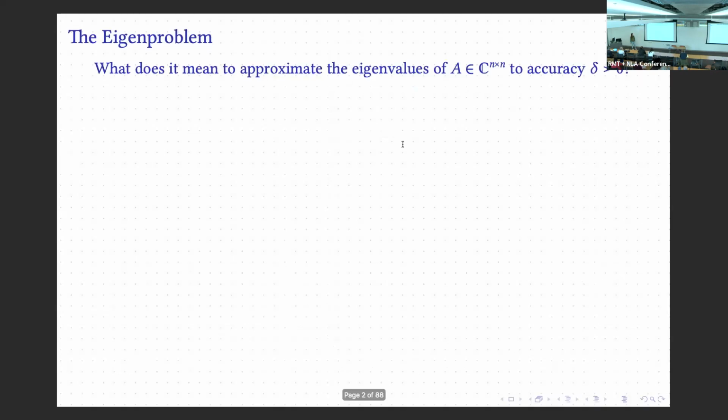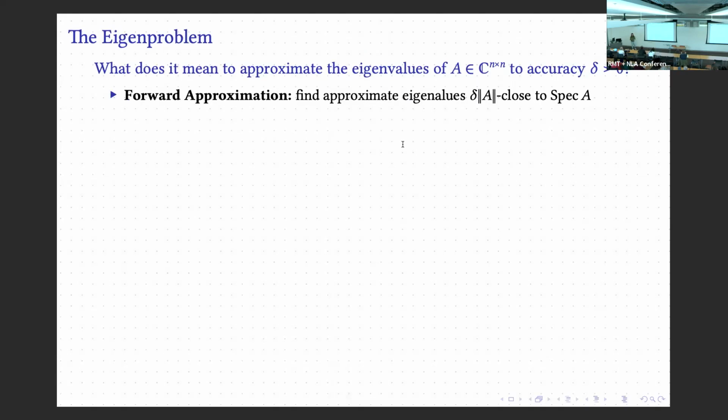So the problem that we'll be talking about solving is the problem of approximating the eigenvalues of an arbitrary complex n by n matrix. Very important problem, as you all know. And it's important to distinguish between two different meanings of approximation here. One is forward approximation, where I give you a matrix and some accuracy parameter delta, and I want you to find numbers that are close to the actual eigenvalues of the matrix, the spectrum.